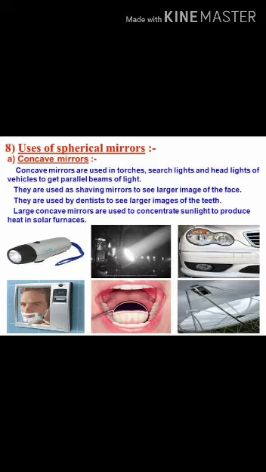It is also used by doctors to reflect light onto body parts such as eyes, throat and teeth. It is used in floodlights as it can focus light at one point. It is also used in solar cookers to collect the sun rays.